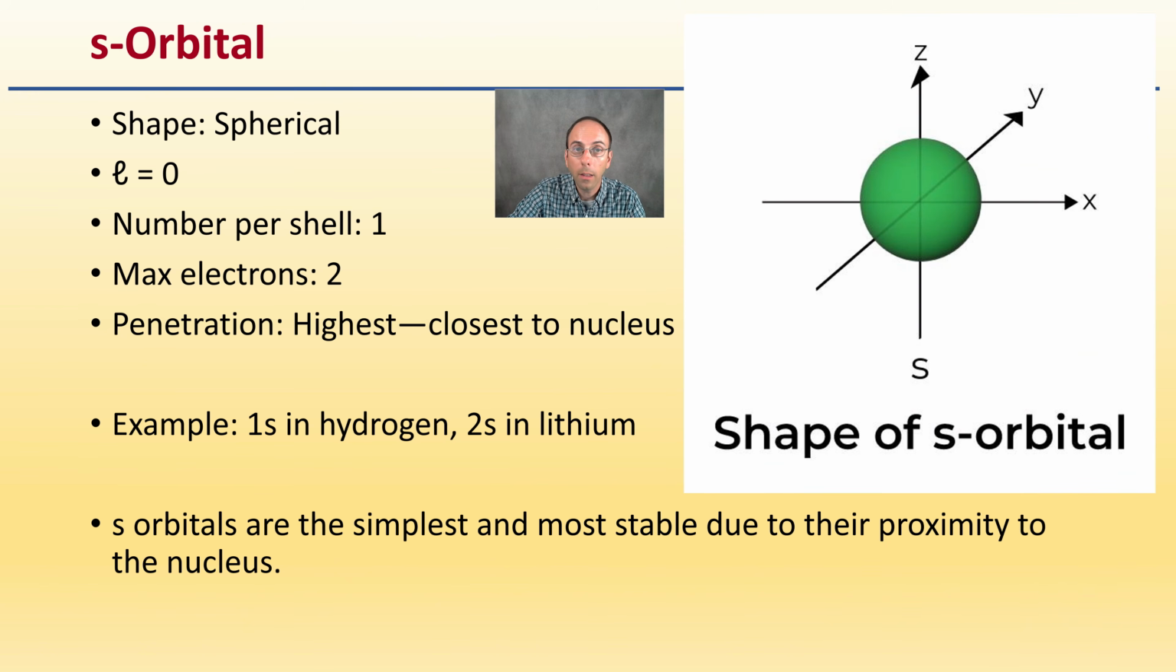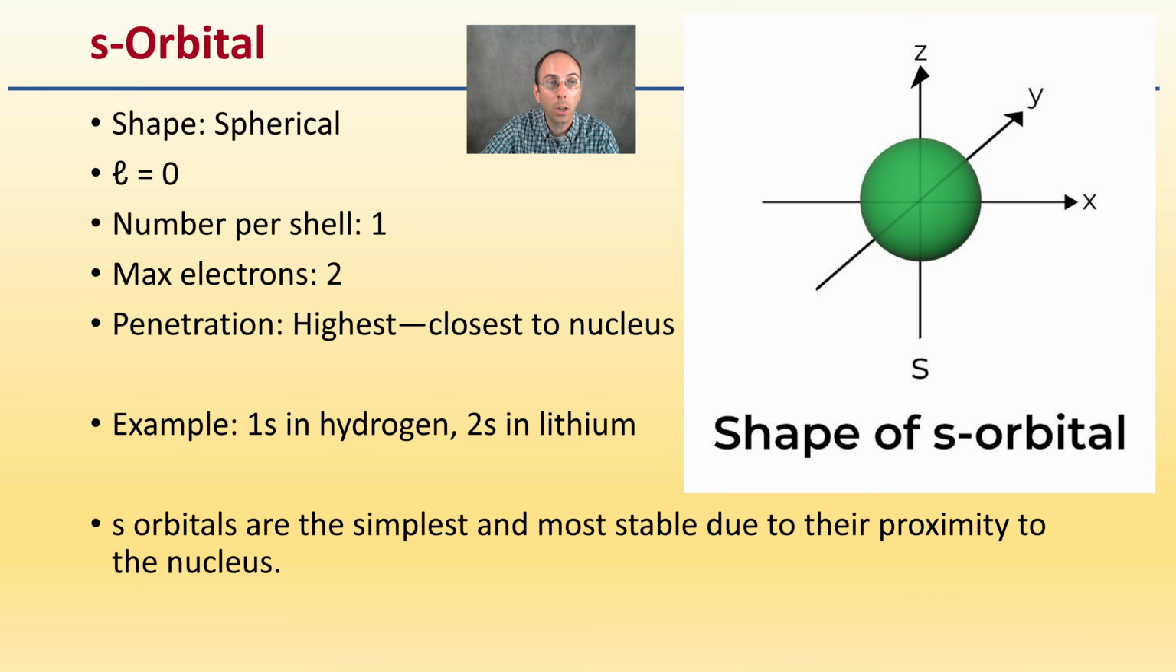So if we look at these in a little bit more detail, the shape of the s orbital is spherical. Number per shell is basically 1. The maximum number of electrons this can hold is 2. It has the highest penetration power because it's the closest to the nucleus. An example would be 1s with hydrogen, or 2s for lithium. The s orbitals are the simplest, most stable due to the proximity of the nucleus. Fortunately, it gets a little more complicated from here.